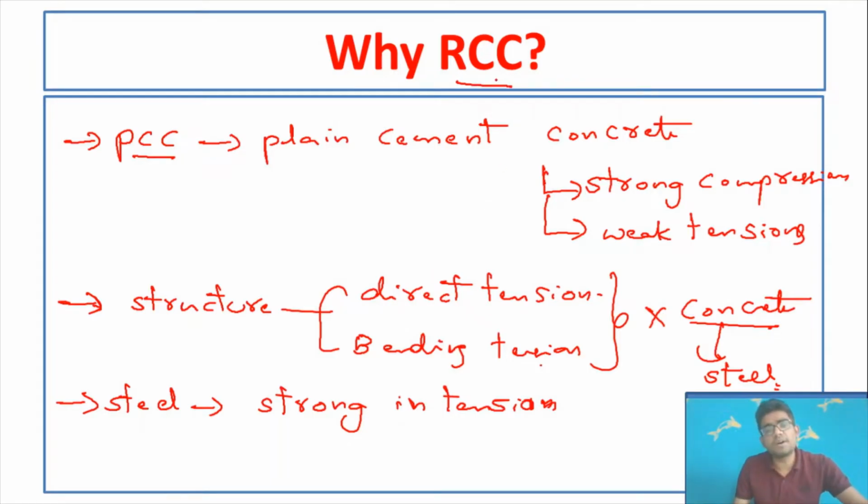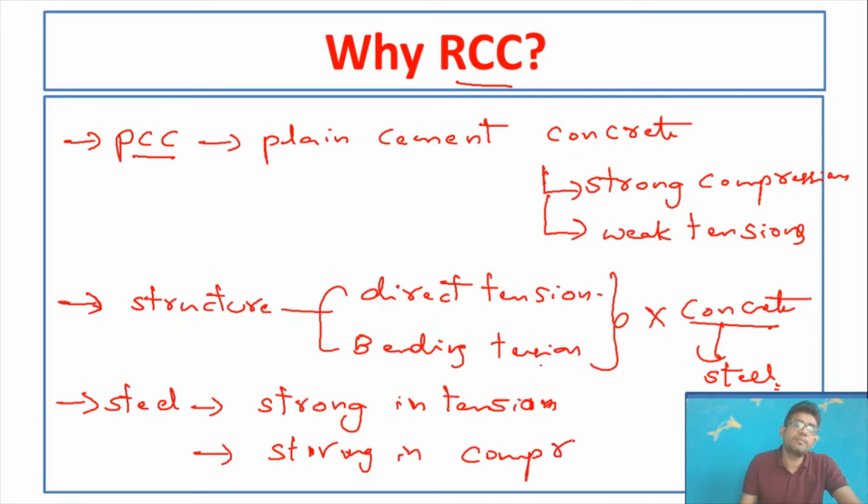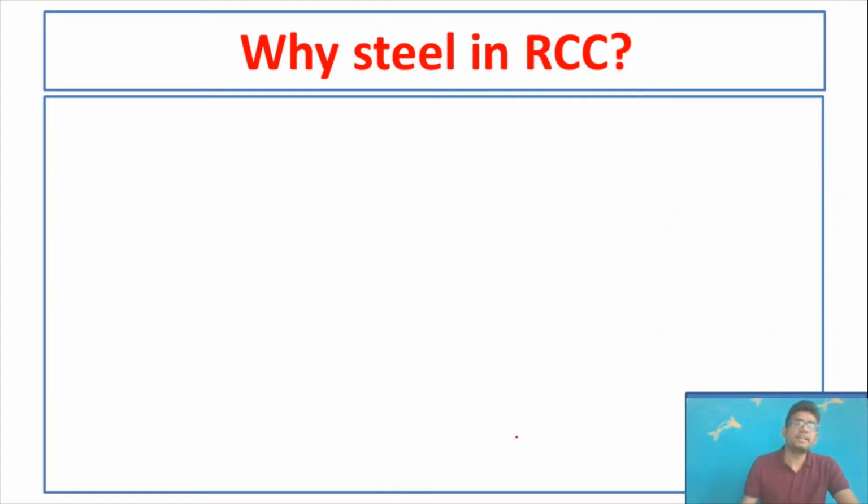But of course, in some compression members, in purely compression members also, we use steel because steel is strong in compression also. Steel is strong in both compression and tension. It is not only strong in tension; steel is equally strong in compression. So we can use this steel where we expect more tensile stresses or more compressive stresses. That's the point.